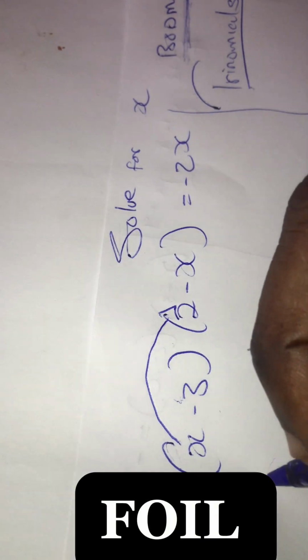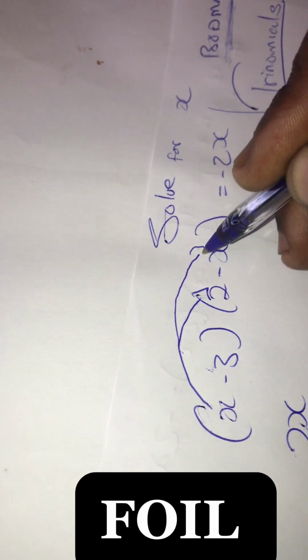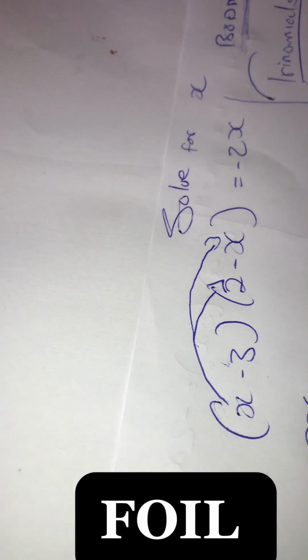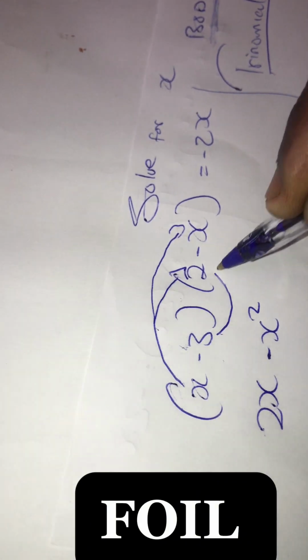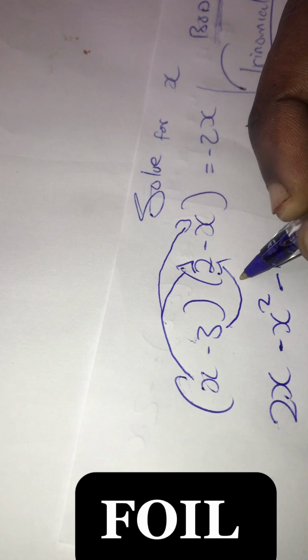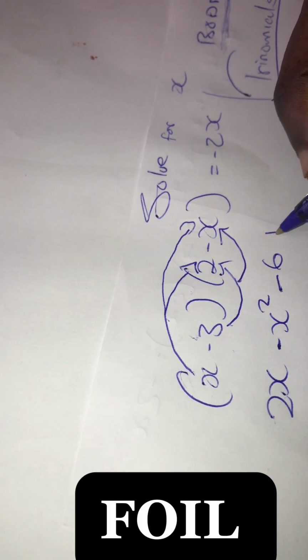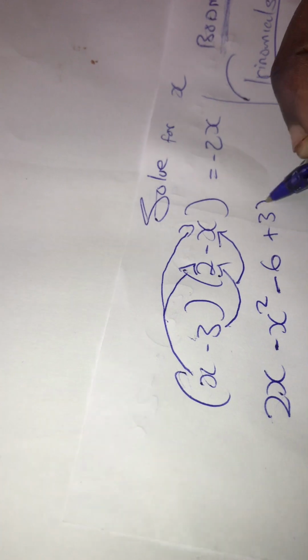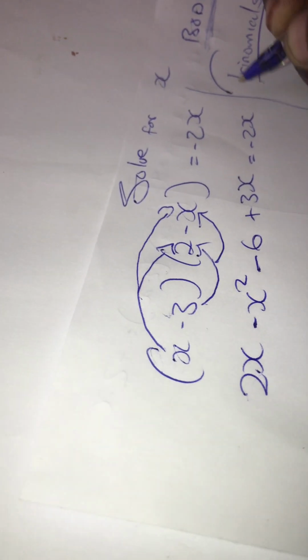Then you're going to get your what? 2x. Then this multiply this, you're going to have your negative x squared. You have this multiply this, you're going to have what? Negative 6. And you have this multiply this, you have your positive 3x. It's equal to negative 2x.